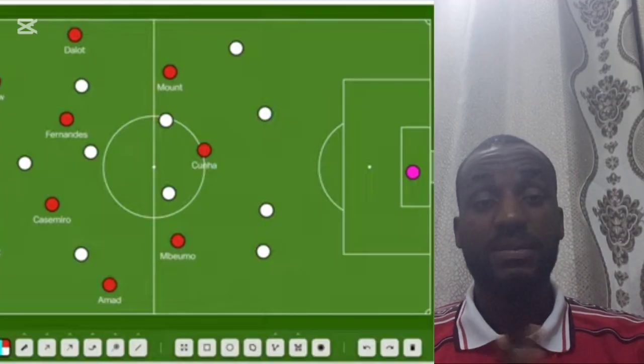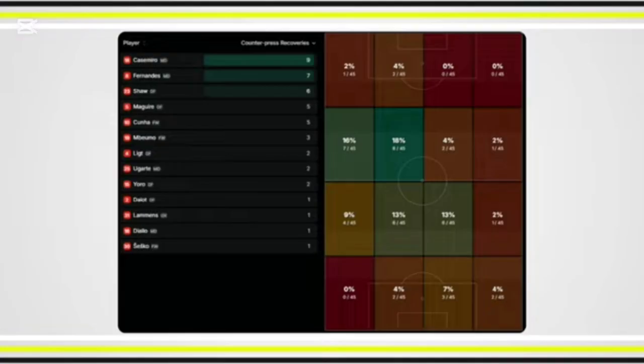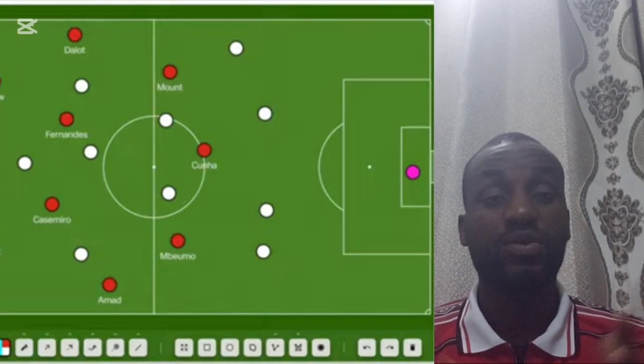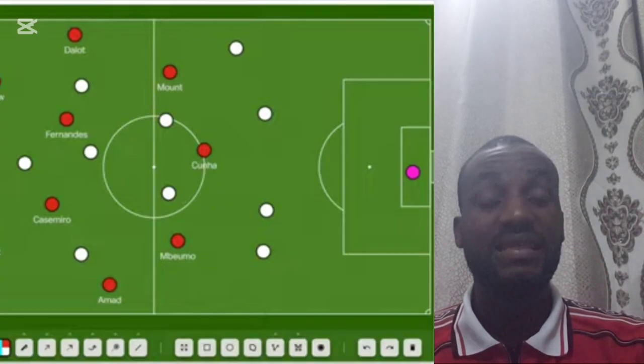And you could see from the stats that Manchester United had our highest recoveries in the middle of the pitch. So Manchester United were looking to win those second balls and be very fast and dangerous on the counter attack.